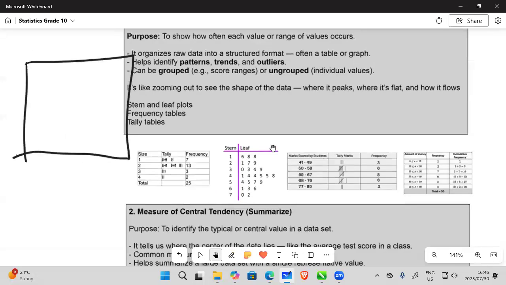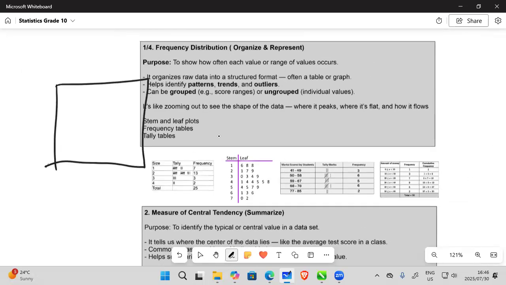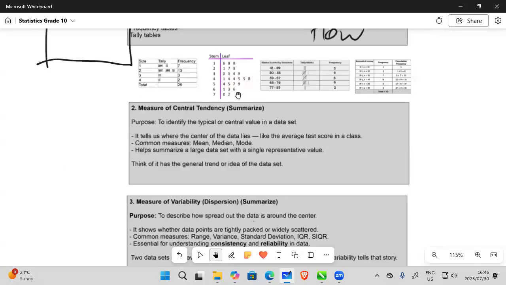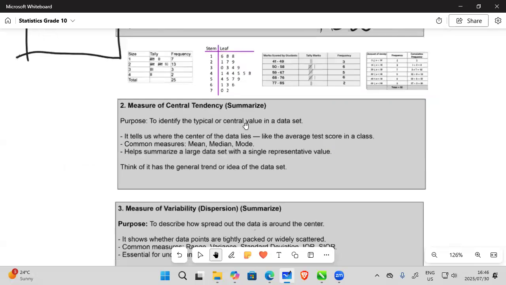I'm going to get into much more depth about how we go about doing this. But for now, all you need to know is frequency distribution helps organize raw data. And how it does that is one of these 4. Right, so this is what you're going to need to know eventually. I'm going to show you the how when we get there. Okay? Measures of central tendency.